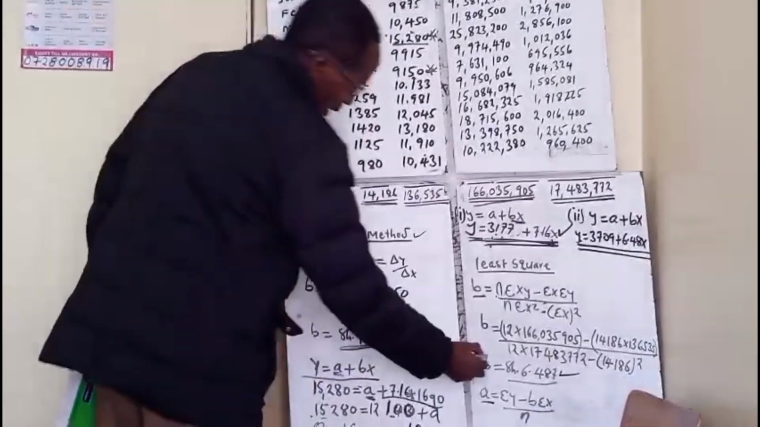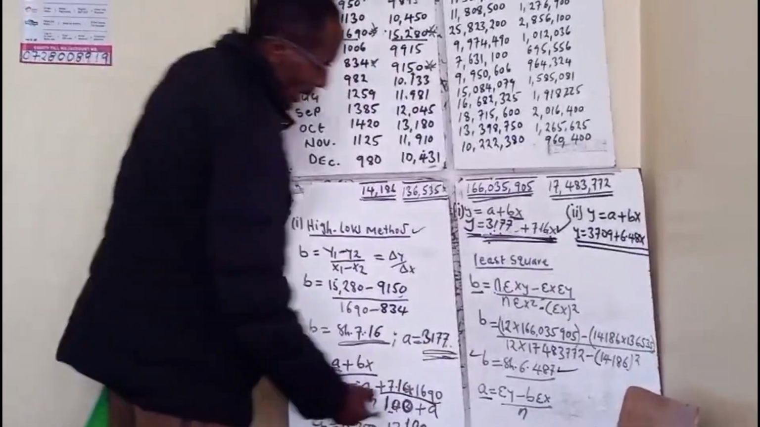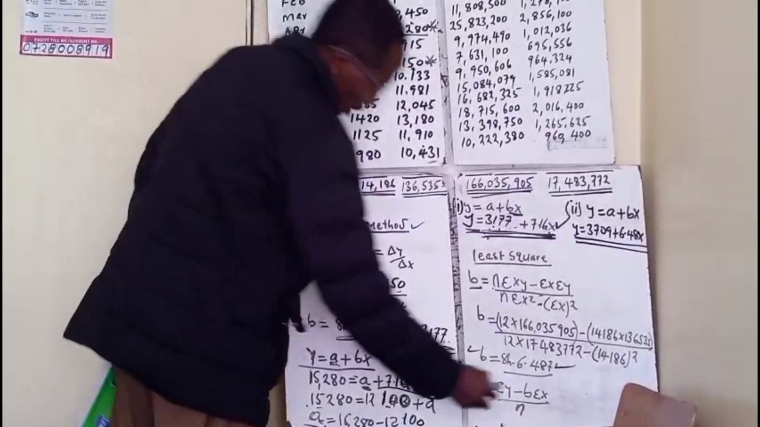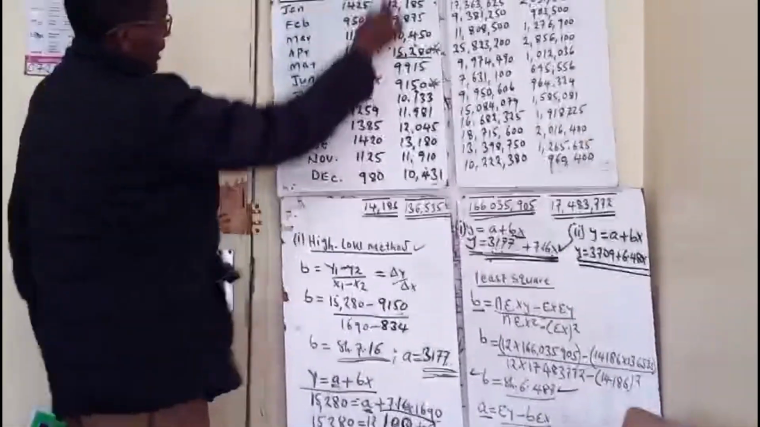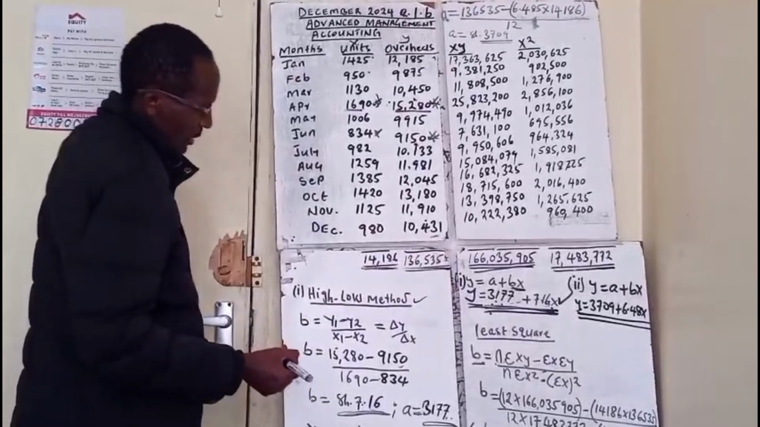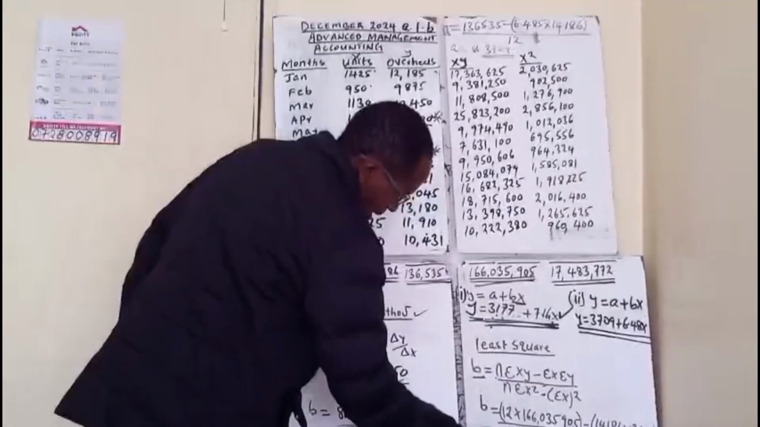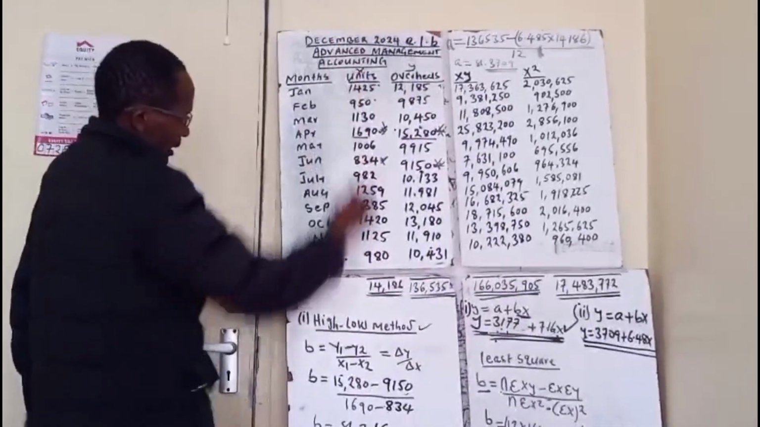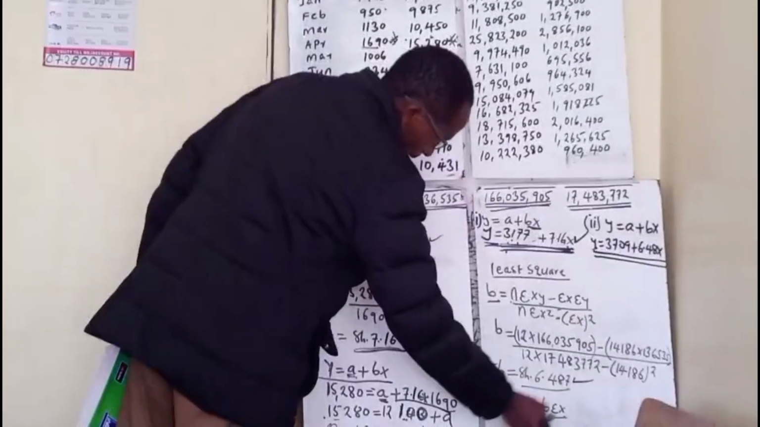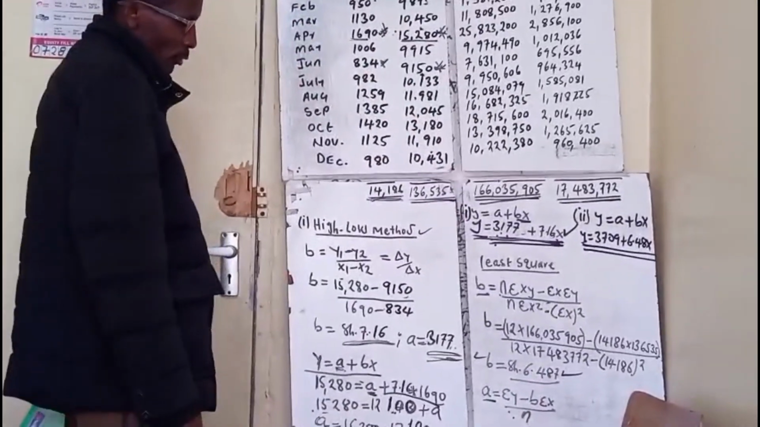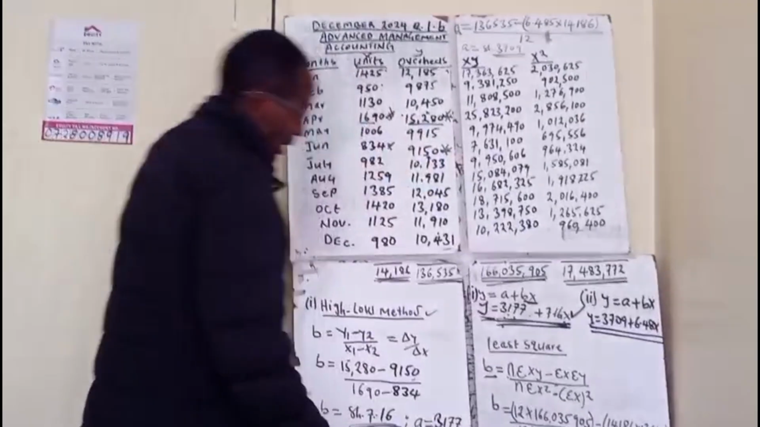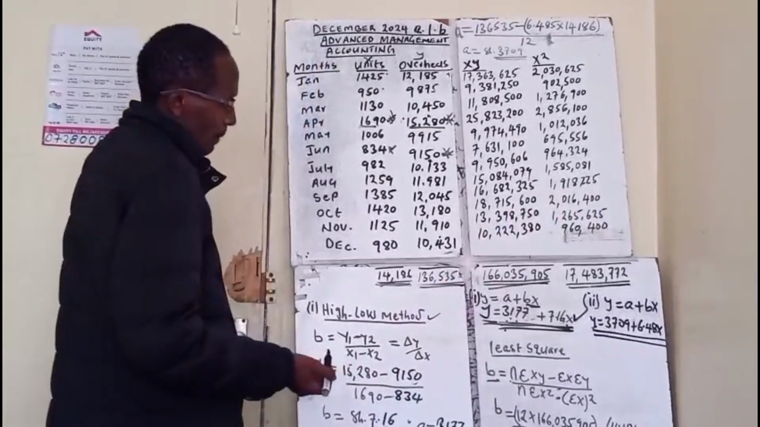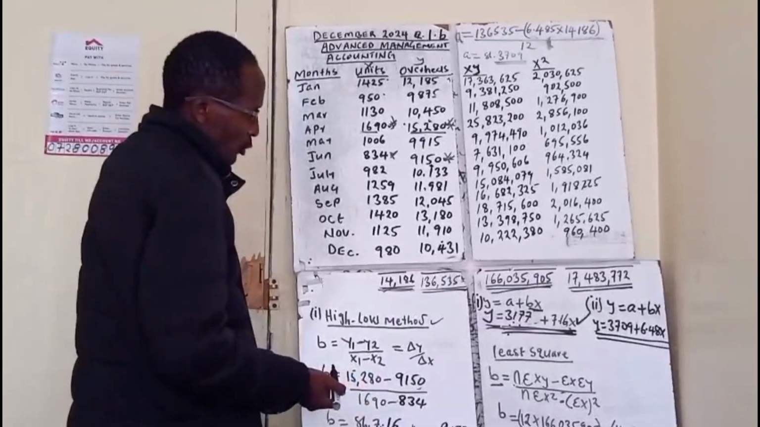Then a. Once you have gotten your b, the other part is getting your a. a is given by summation y minus b summation x, over n. Summation y is here, 1,65.5, minus b. Already you have b here, 6.487. You multiply b by summation x, which is here, and then you divide by n. n is 12. If you work that out, the answer you get is 7.709. That is your a.